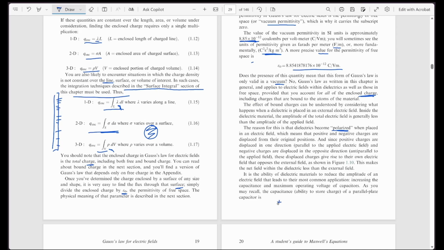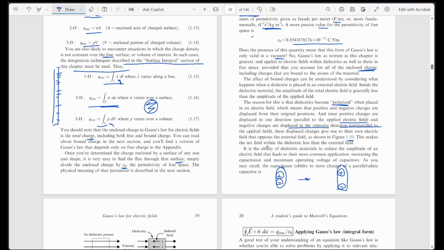So if we had a positive and negative like that, if an electric field is applied, maybe the positive will go away a little bit and the negative will go away a little bit, but still it didn't leave the material. And since positive charges are displaced in one direction parallel to the applied electric field, and the negative charges are displaced in the opposite direction anti-parallel to the applied electric field, these displaced charges give rise to their own electric field that opposes the external field, as shown in 1.10. This makes the net field within the dielectric less than the external field.